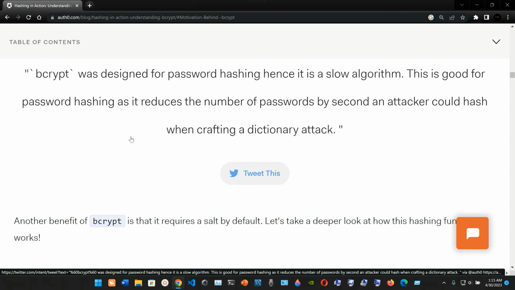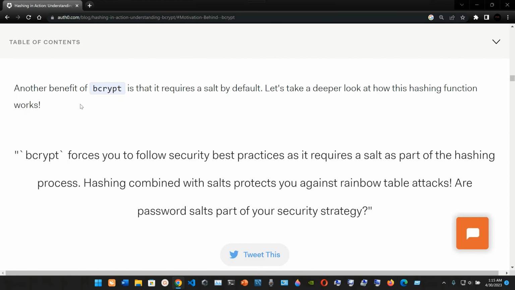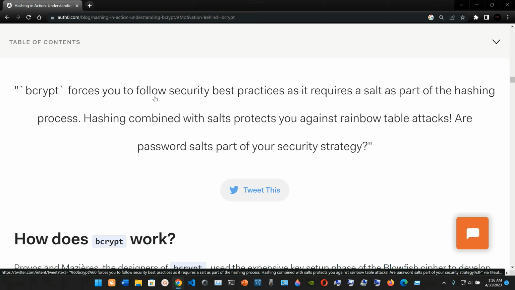Bcrypt was designed for password hashing, hence it is a slow algorithm. This is good for password hashing as it reduces the number of passwords per second an attacker could hash when crafting a dictionary attack. Another benefit of Bcrypt is that it requires a salt by default. Let's take a deeper look at how this hashing function works. Bcrypt forces you to follow security best practices as it requires a salt as part of the hashing process. Hashing combined with salts protects you against rainbow table attacks. Are password salts part of your security strategy?